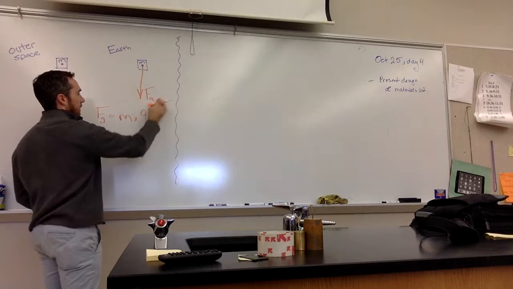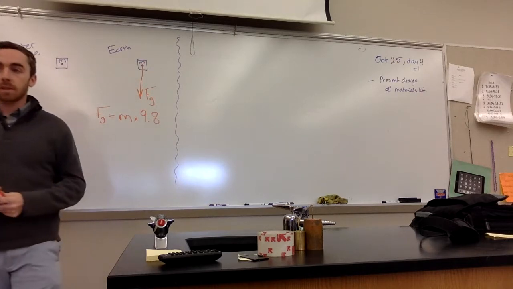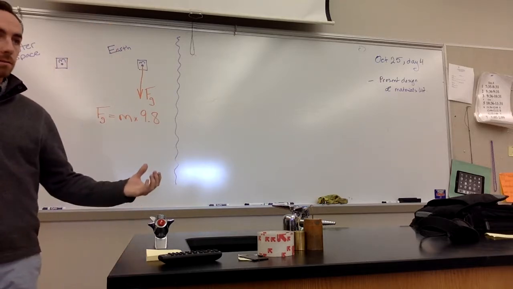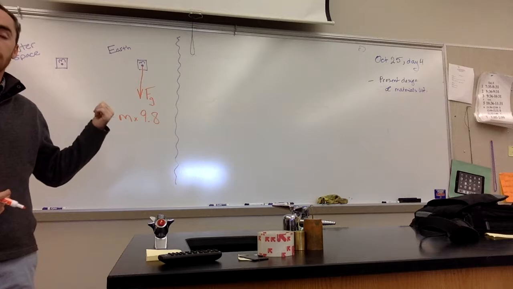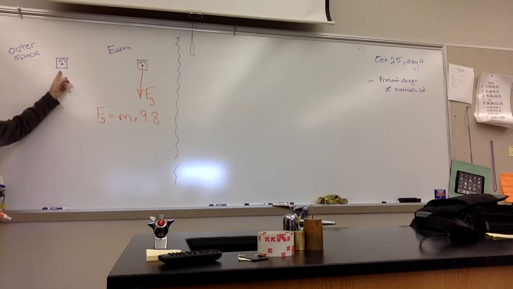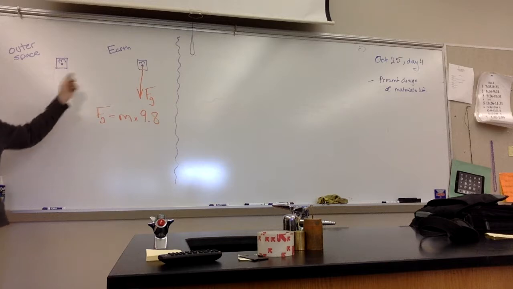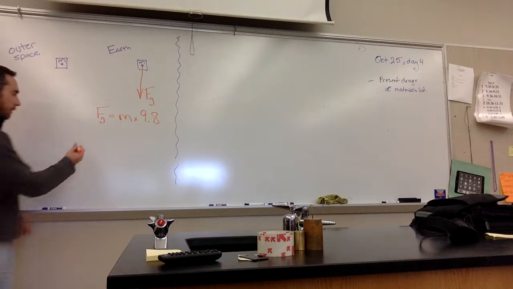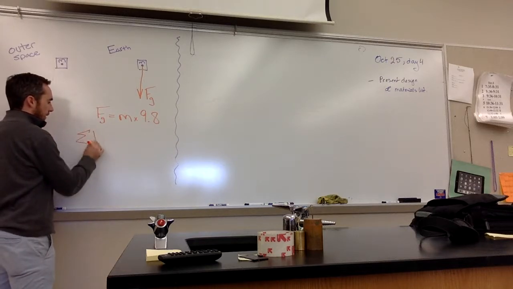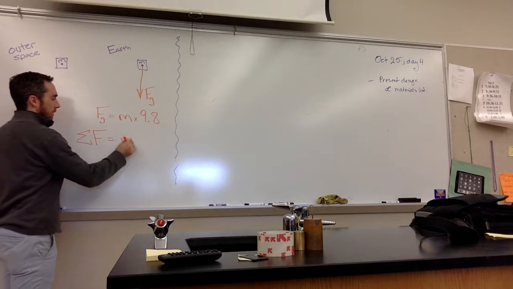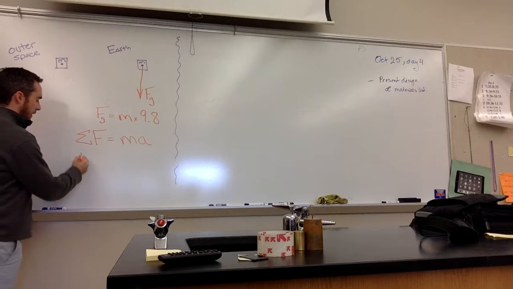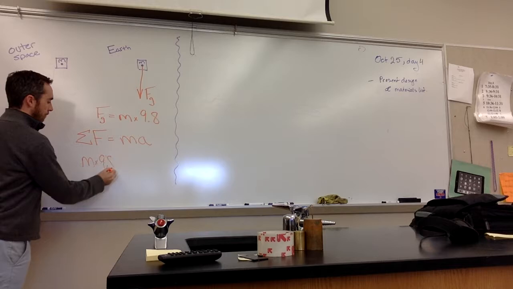Why? It's an unbalanced force. So it's going to start to accelerate down. What does that object want to do? That object wants to stay right there, but it's not going to because of an unbalanced force. So if we describe this using Newton's second law, there's an unbalanced force, so it's going to cause it to accelerate. The unbalanced force is the weight of the object, or mass times 9.8.